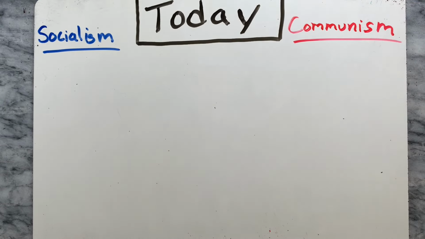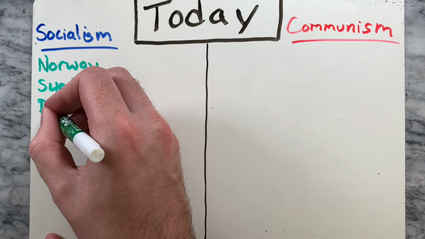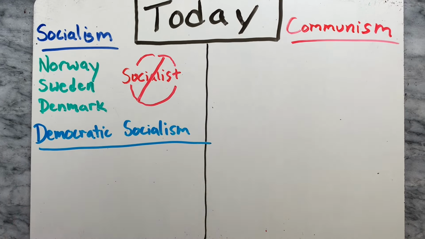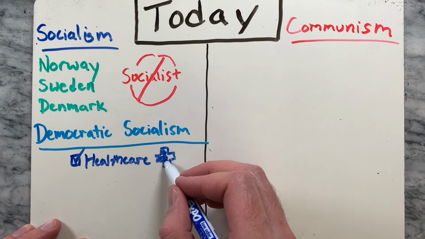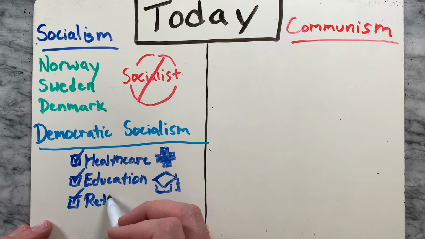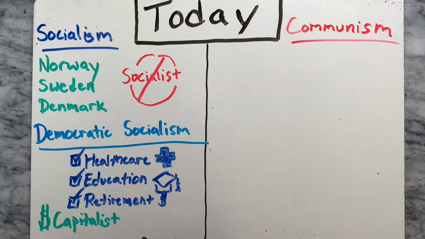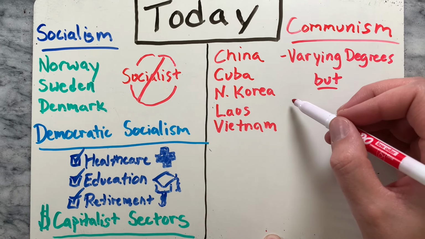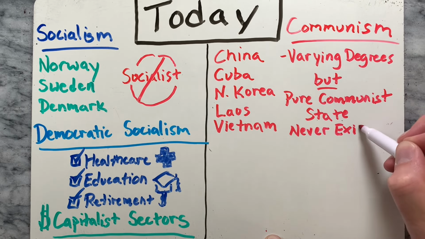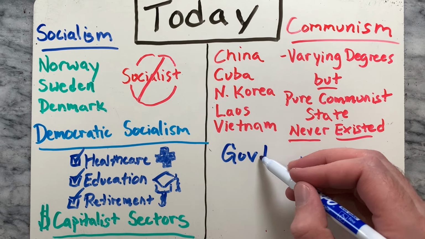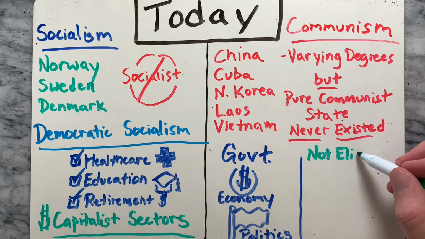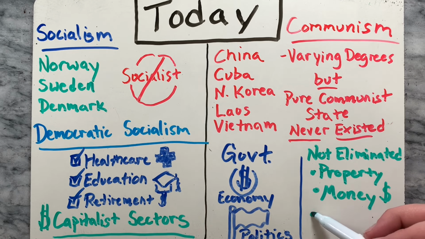Today, most countries generally considered socialist, such as Norway, Sweden, and Denmark, are not socialist countries and are closely aligned with policies of democratic socialism. All three countries do provide free healthcare, education, and lifetime retirement income, as well as having very successful capitalist sectors. Today, varying degrees of communism exist in China, Cuba, North Korea, Laos, and Vietnam, although in reality, a purely communist state has never existed. Such countries can be classified as communist because in all of them, the government controls nearly all aspects of the economic and political system, but none of them have fully achieved the elimination of personal property, money, and class systems that the communist ideology requires.